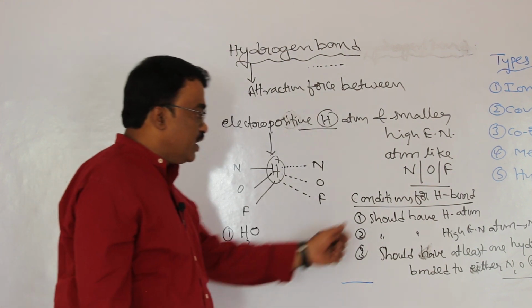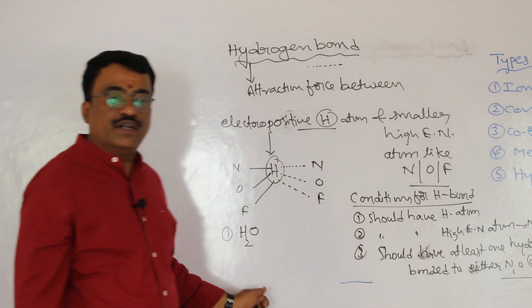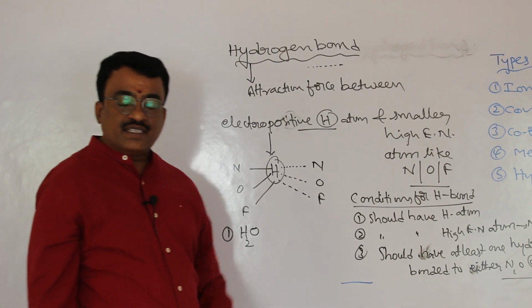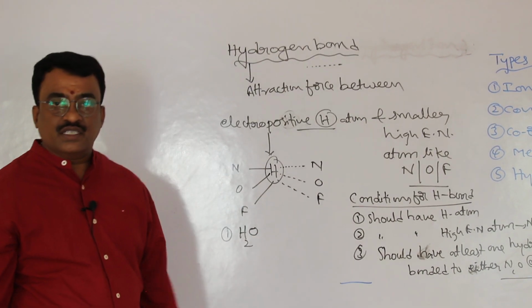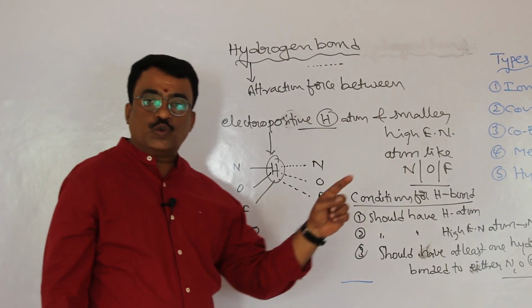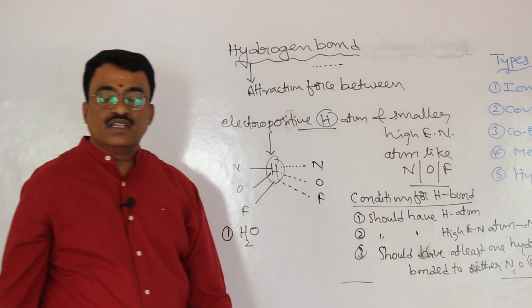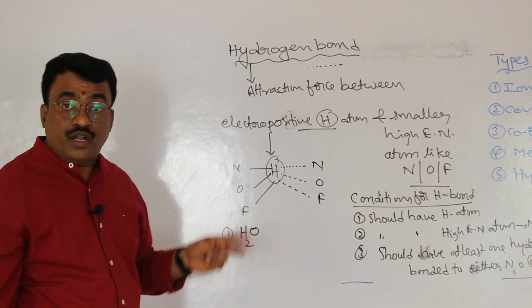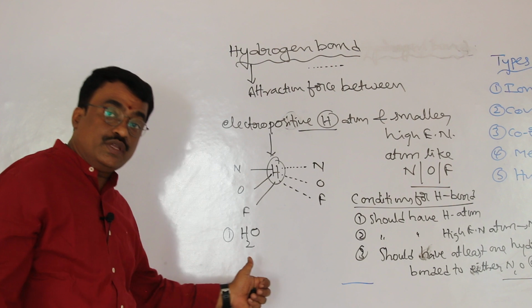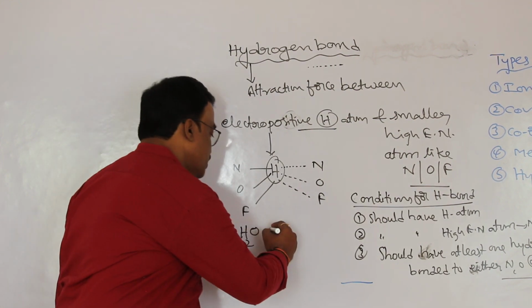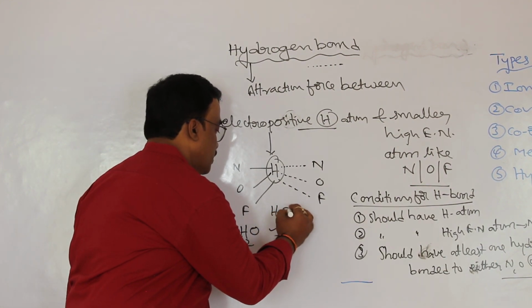What you have to say first: should have hydrogen. Does it have hydrogen? Yes. Does it have a high electronegative element? Yes, any one of the three, nitrogen, oxygen, fluorine, we have oxygen. Does it have a hydrogen bonded to that high electronegative atom? Yes, it is there. Then hydrogen bond is possible.